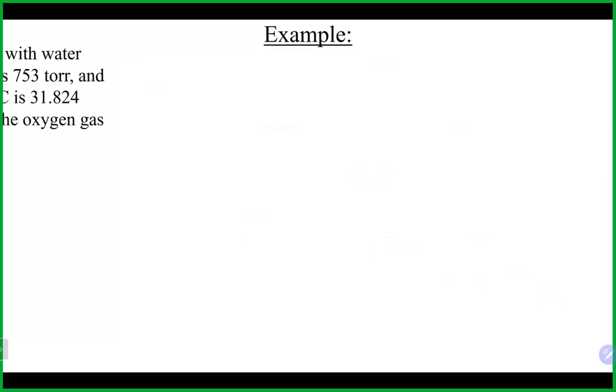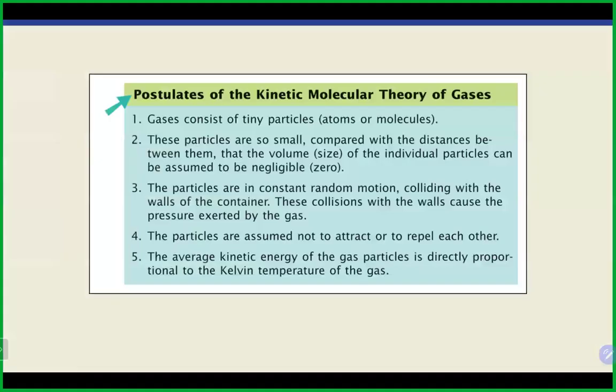All right, to finish up here, we talked about some of these things along the way, the different parts of the kinetic molecular theory of gases. Let's just go over it one more time to make sure. Gases consist, obviously, of tiny particles, atoms or molecules. These particles are small compared to the distances between them, and that means that the volume of the individual gas molecules is assumed to be negligible or zero. That second one is one of the things that makes something an ideal gas.